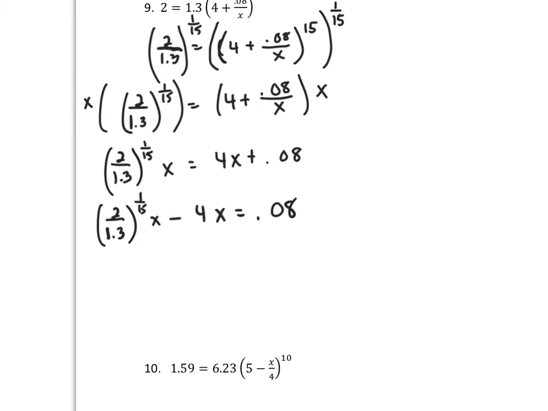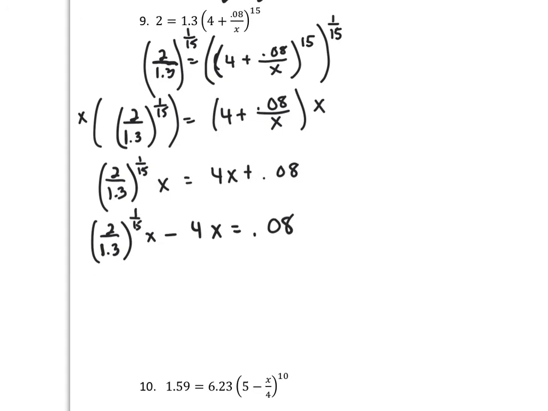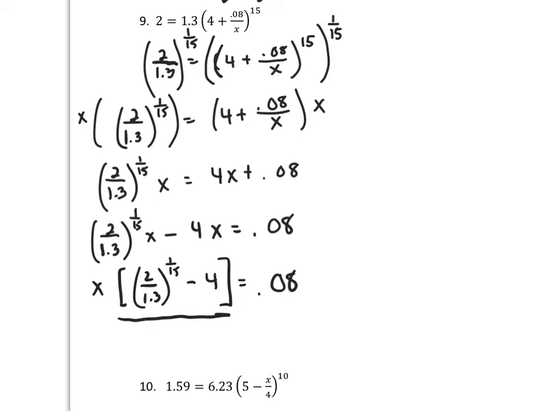Now I see 2 x's. I only want to see 1 x. I need to factor out that x. I'm going to use some brackets here. And that will leave me 2 over 1.3, of course, raised to the 1/15th, minus 4 equals 0.08. Now divide both sides by this factor and you'll have the answer.